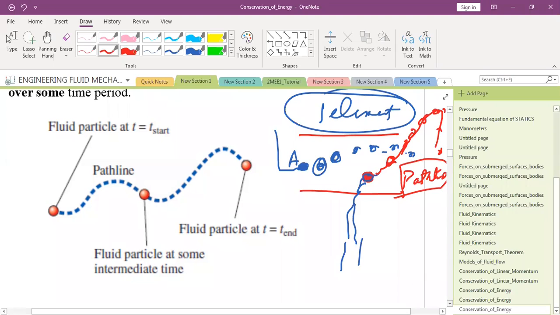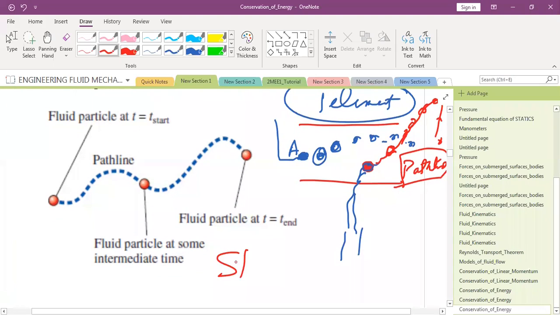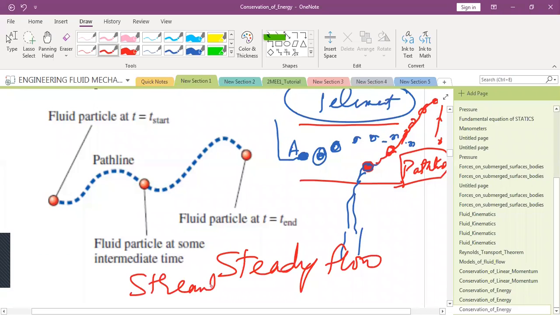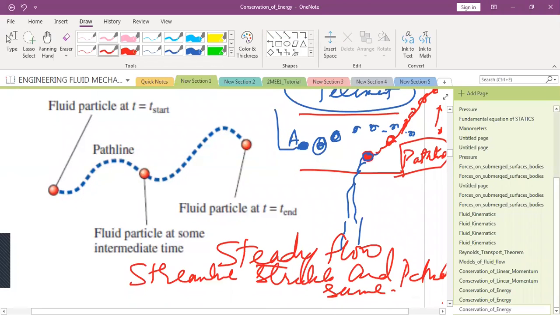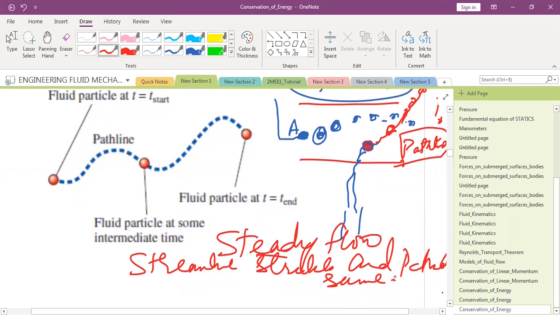So please remember, when it is steady flow, streamline, streak line and path line, all of them are the same. So this is a very important consideration. That is, when the flow is not changing, you know that path line, streak line, streamline will remain the same.